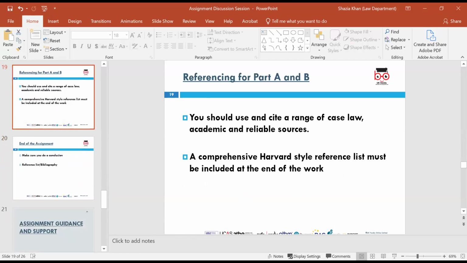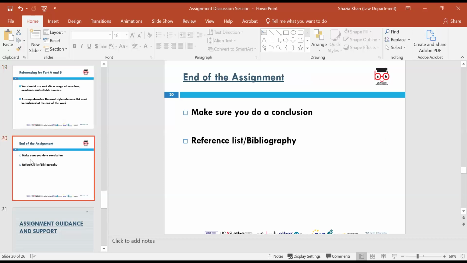Referencing for part A and B, again, you should cite any case law, examples, academic and reliable sources. A comprehensive style list must be included at the end of the work, as we mentioned, a bibliography. Conclusion as well, a brief conclusion at the end of the assignment, and then reference list or bibliography.